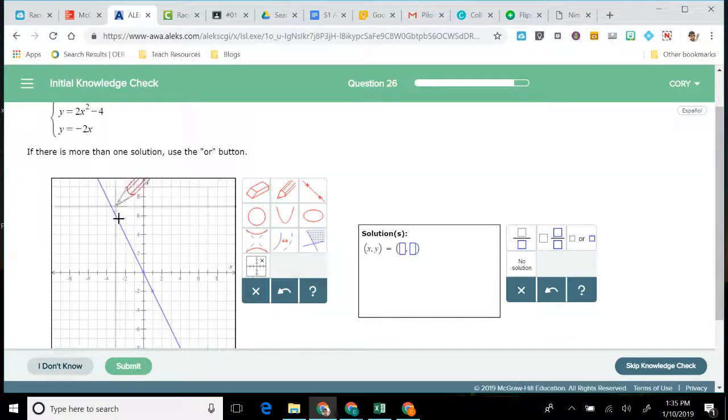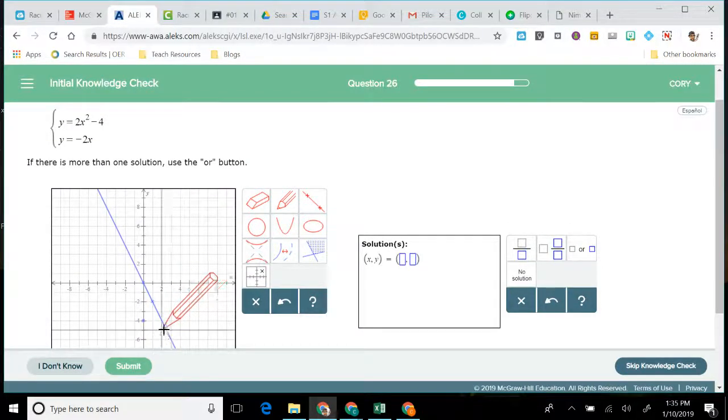Now this quadratic function has a y-intercept of -4. I know that because if I put 0 in for x, I'll get a -4. If I put a 1 in, I get 1 squared is 1, times 2 is 2. So 2 minus 4 is -2. So bam, that's my point. And then I graph my parabola symmetrically.